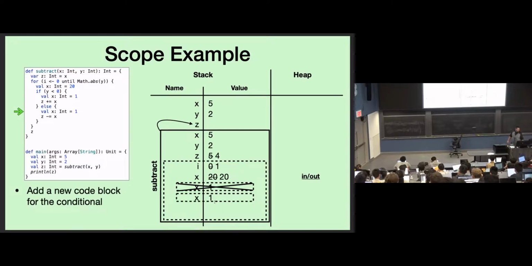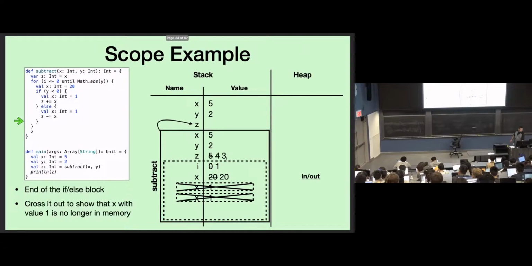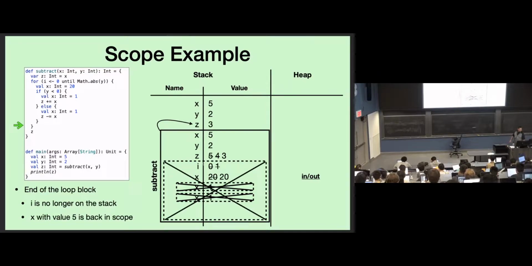We hit the else again. We got a new code block. Declare x equals 1. Z minus equals x. Update z. End of the else block. End of the loop block.